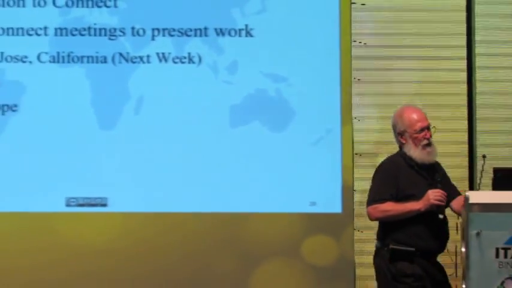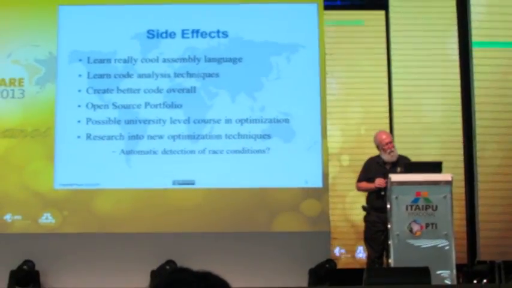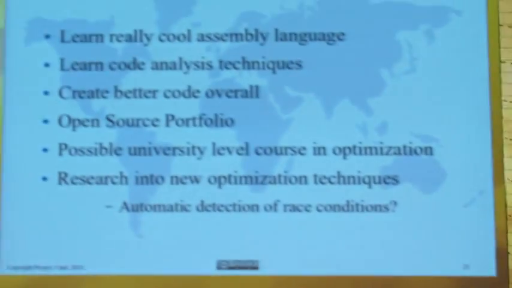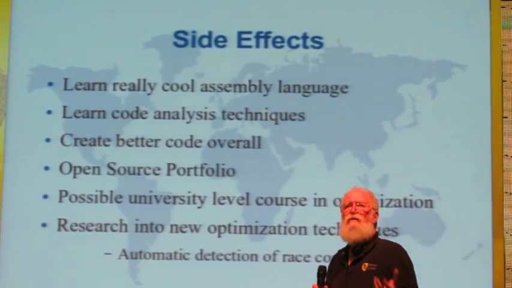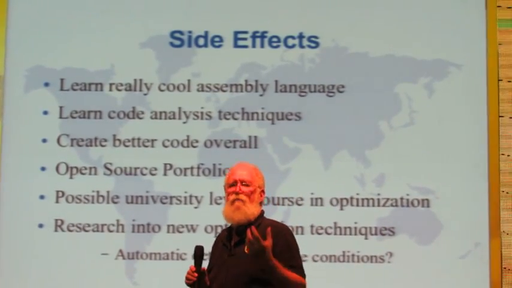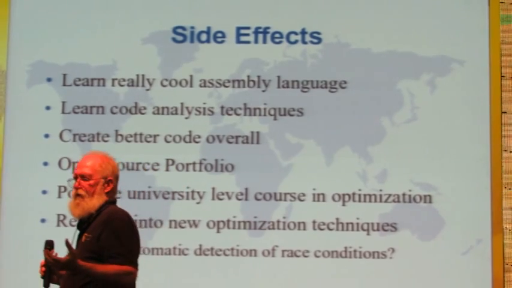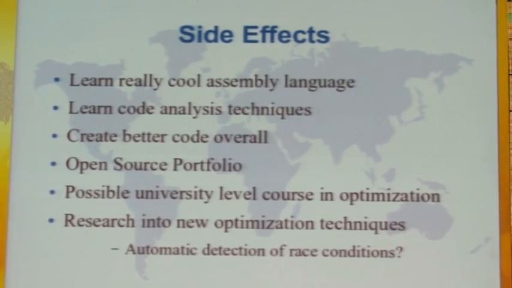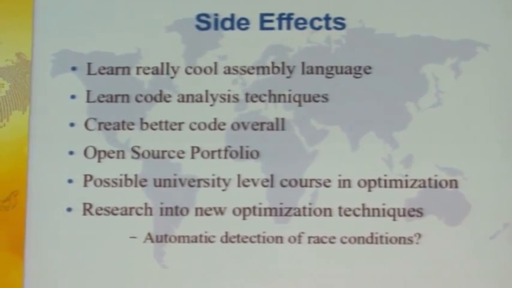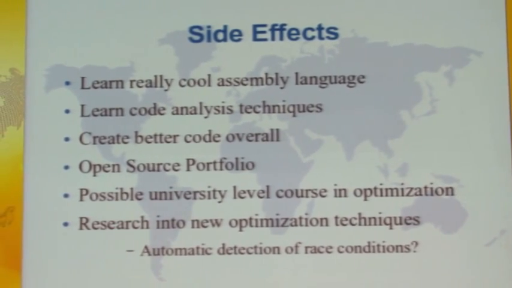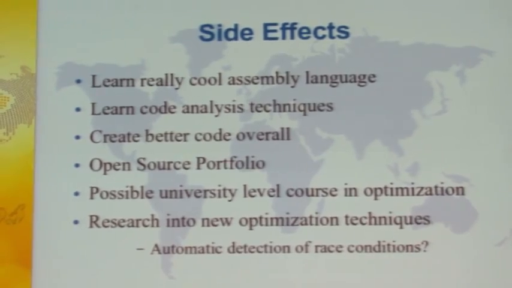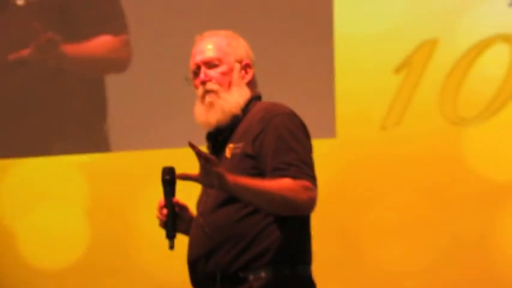But even if you don't win, what else might you get out of this? You are going to learn a really interesting machine language. ARM is a very nice, very clean type of machine language. It's useful for you to learn it. You're going to learn how to do code analysis and code analysis techniques and how to measure the performance of your programs. You're going to learn how to create better code overall by knowing how the machine works.